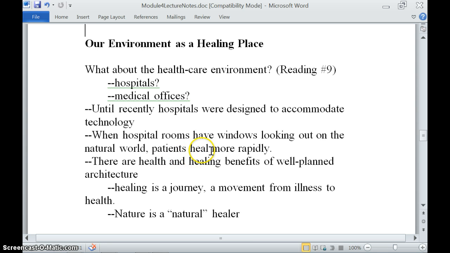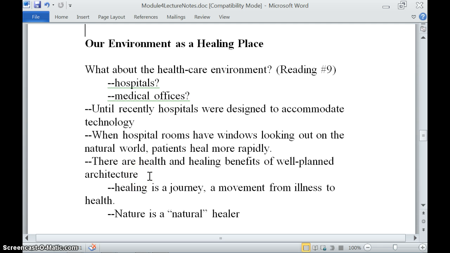And a lot of this can be found in reading number 9. I'm giving you the highlights, but there is some good stuff in that reading. I highly recommend that you get in there, and certainly your quiz questions for quiz 4 will come from some of that reading number 9 as well. But there are health and healing benefits of well-planned architecture.